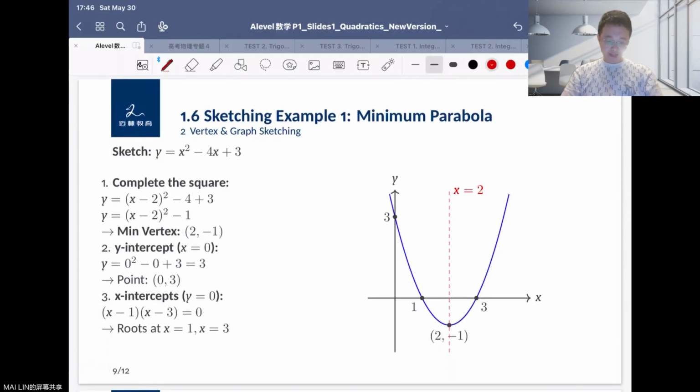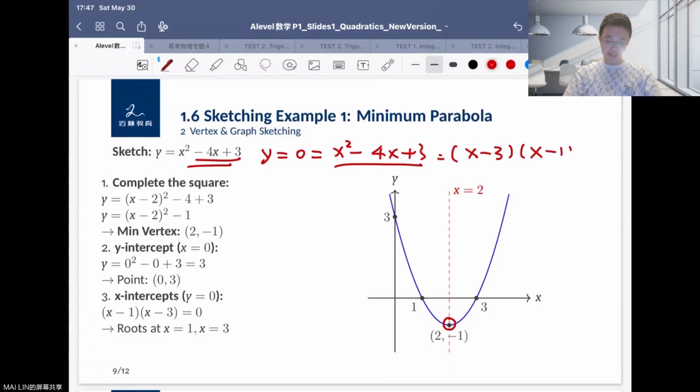We can also sketch an example, here for the minimum parabola. Here the graph is x squared minus 4x plus 3. First we calculate the y-intercept and x-intercept. When y equals 0 is the x-intercept, sorry. That is x squared minus 4x plus 3. For this quadratic equation, we can factorize it as x minus 3 times x minus 1, because negative 3 times negative 1 equals 3, and negative 3 plus negative 1 is negative 4. So it can be decomposed as x minus 3 times x minus 1.